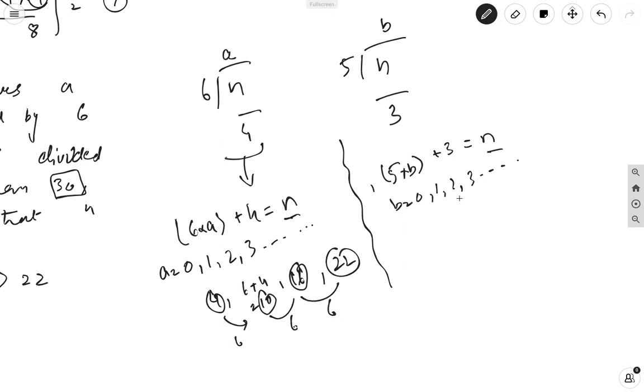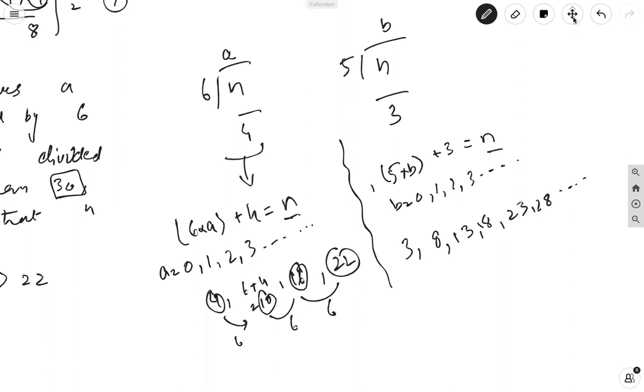Likewise, if I see the other side, when B is 0, this will become 3. When B is 1, this will become 8. When B is 2, this will become 13. So this will move in order 3, 8, 13, 18, then 23, 28 and so on, right? So a difference of 5.